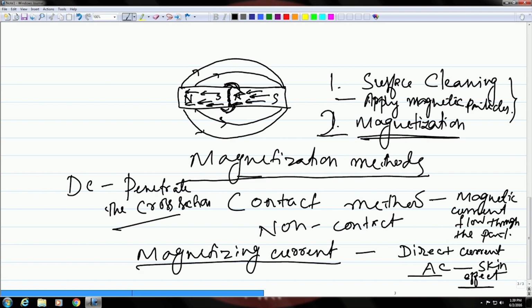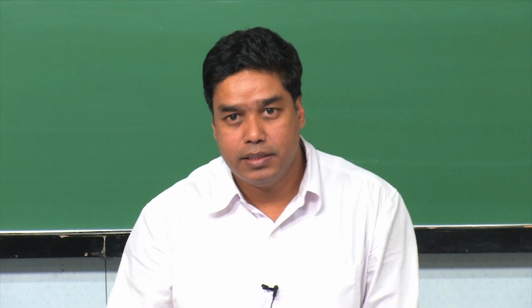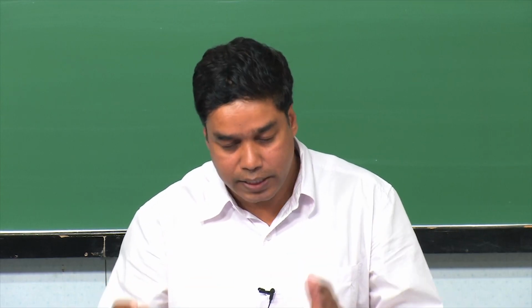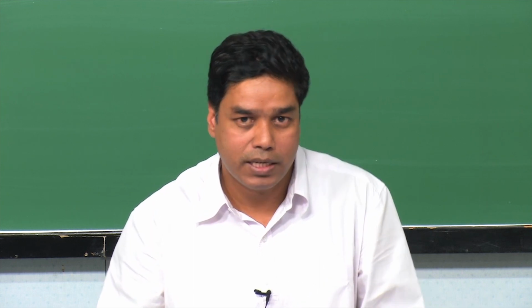Okay. And these are the two main categories, the contact method and non-contact method. So, let us now see how exactly it is done. So, let us say you are using a contact method. So, in that case, as I said, the magnetizing current will directly pass through the part. So, that means you need to connect the part in between two electrodes and then switch on the magnetic current and it will magnetize the part. Okay.